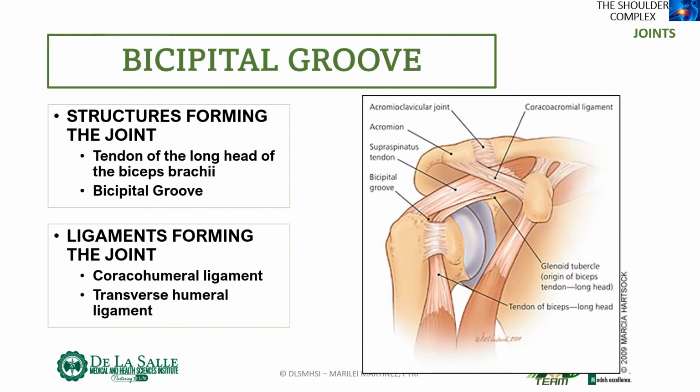Okay. The last joint for the shoulder complex is the bicipital groove, which is also a false joint.